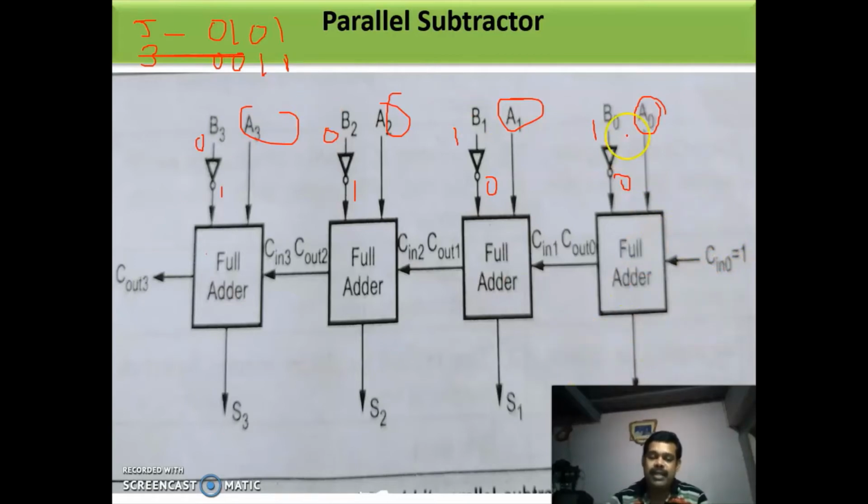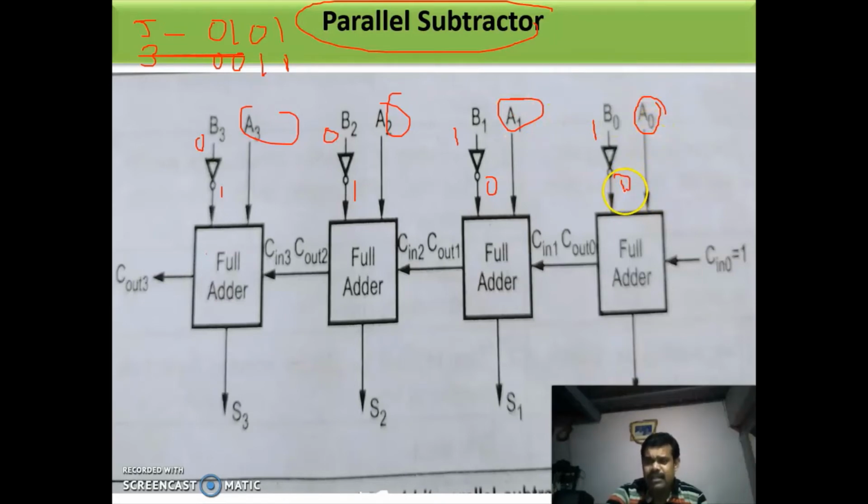So what we are doing here is performing 2's complement addition. You know that we can perform subtraction by using 2's complement addition. So in this parallel subtractor, the subtraction is performed by using the 2's complement method. Okay, so here 5 minus 3, you have to get 2.